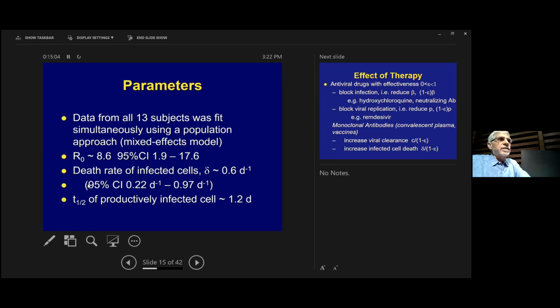We estimated here that the R0 is about 8.6. So that's the number of new cells that one infected cell would infect on average. The lifespan of cells here is of the order of 1 day. So that's one of the reasons that this has become a serious viral infection, if it's killing the cells that it infects within an order of a day or so.